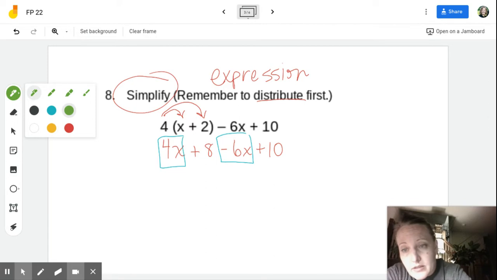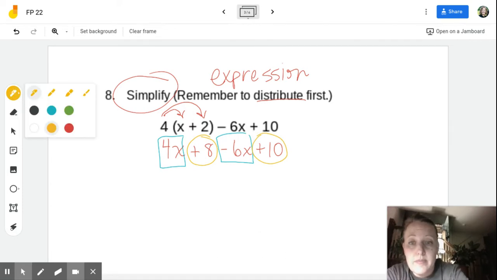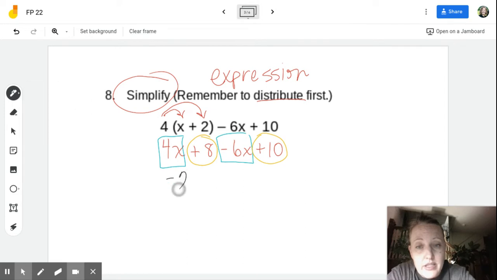Let's do something that looks a little different here. I have a positive 8 and a positive 10. Those are like terms. Those are my constants. And then I have my terms here that have my variables. The 4 is called the coefficient of x, right? So let's go ahead and take 4x minus 6x. So I get negative 2x.